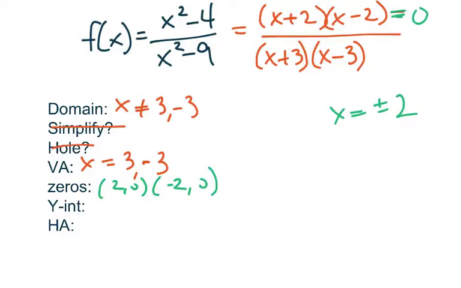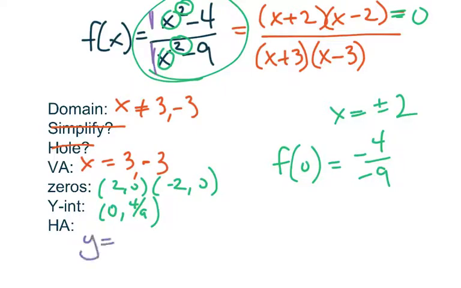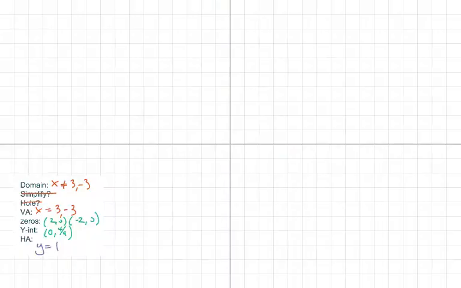For the y-intercept, I set x equal to 0. So I would have f of 0 equals, and I like to go back to the very beginning, because if I just set these equal to 0, I'm left with negative 4 over negative 9, which is positive 4 ninths. So when x equals 0, y is 4 over 9. Okay. Finally, the horizontal asymptote. So I check the degree of the numerator and denominator, and both of them are 2. So because the degrees are the same, I divide the leading coefficients, which are 1, and so I have the equation y equals 1. So now we start graphing.